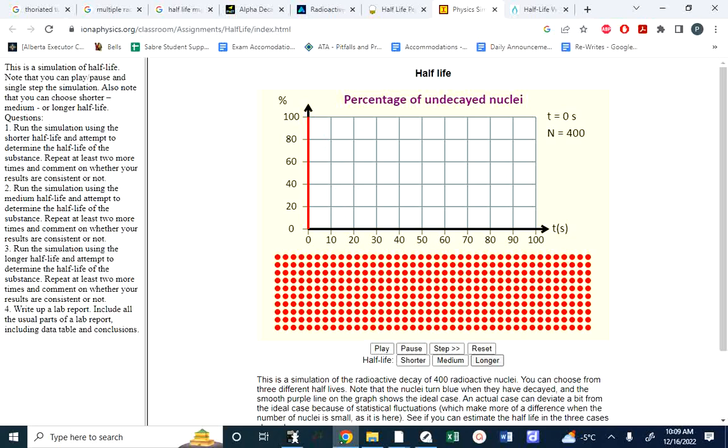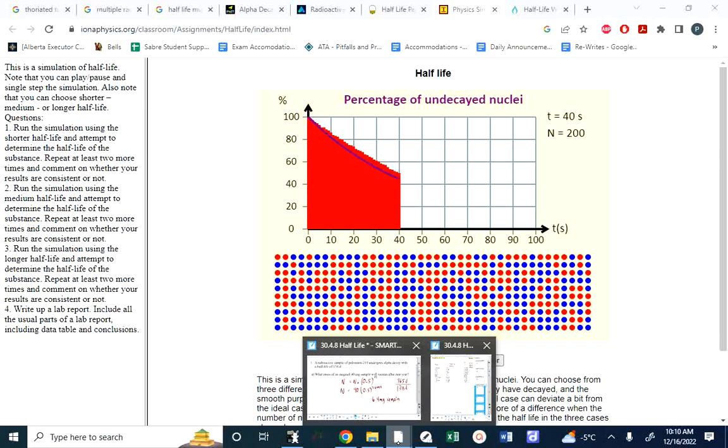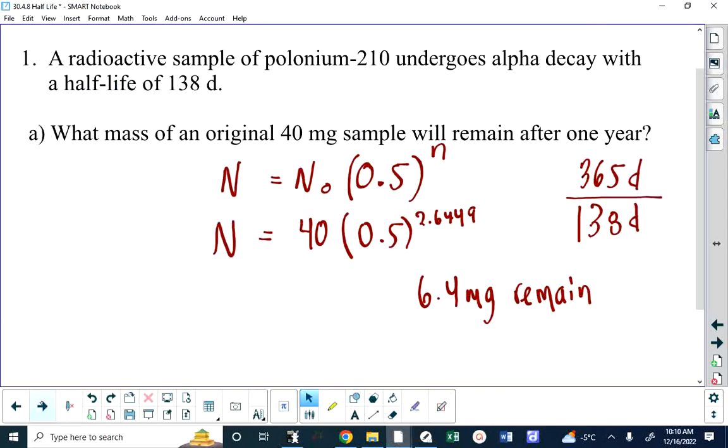If I go with a longer half-life, I'm going to try to stop it at 40 again. This time, I have fewer blue nuclei there, fewer daughter nuclei, which means fewer decays occurred, which means in that time interval, I wasn't exposed to as many decays or as much radiation. Next question.